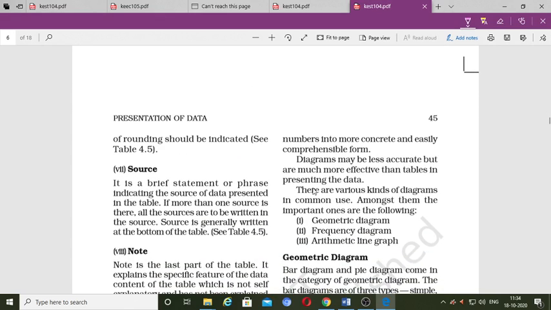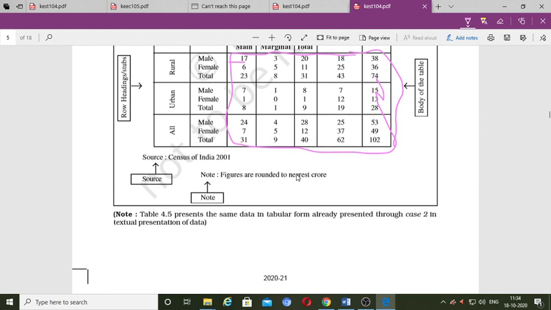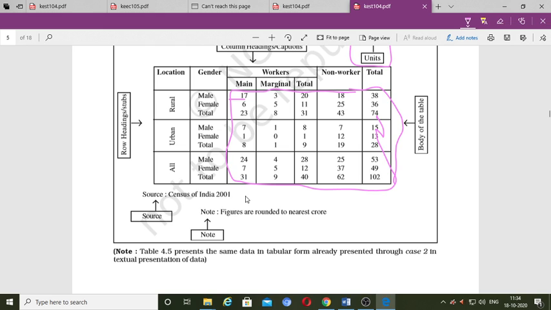Next is source. It is very important, students. We have to write the source, from where we have collected this data, from where we have taken this data. For example, the source here is Census of India 2001. That this data is taken from Census of India 2001. So you can easily note that this data is of Census 2001. In fact, if you have collected this data from the field, you have collected the data yourself in the field, then what you will write? Not Census, you will write field survey and you will write the year. For example, in this year you have collected this data, you will write field survey 2020 in source.